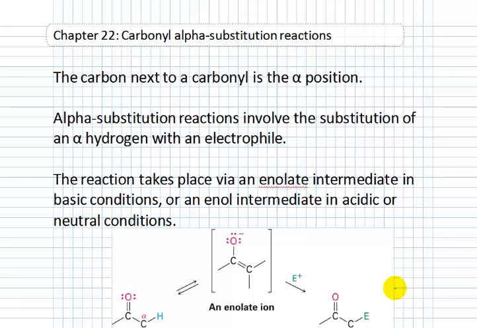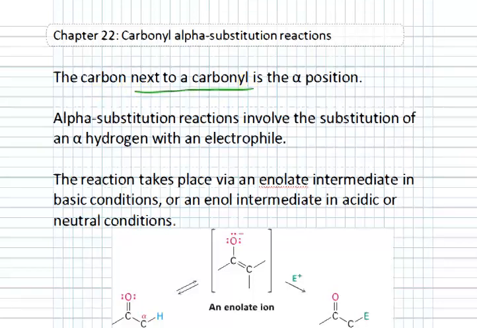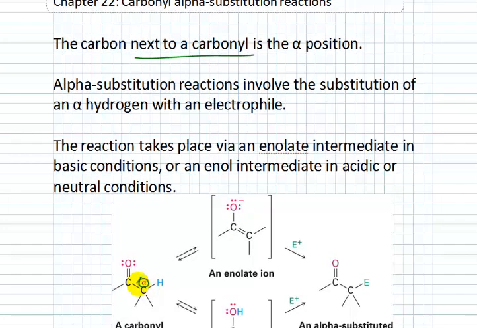This is our chapter 22 lecture on carbonyl alpha substitution reactions. So remember the way we designate the positions in carbonyl compounds. The carbon that's next to a carbonyl is the alpha position. So that's marked in our structure down here. We have C double bond O, and then the C next to that is the alpha carbon.